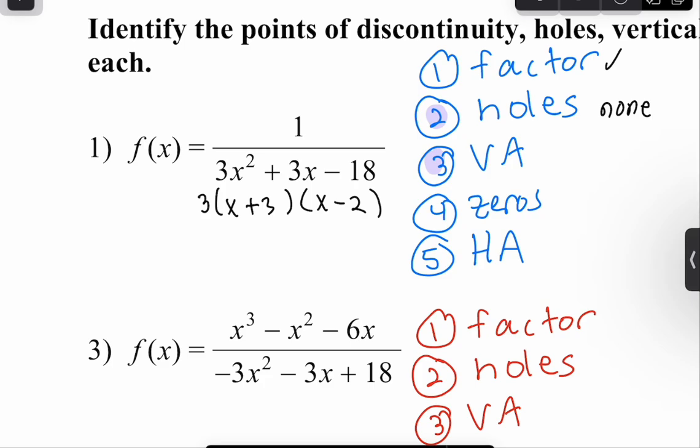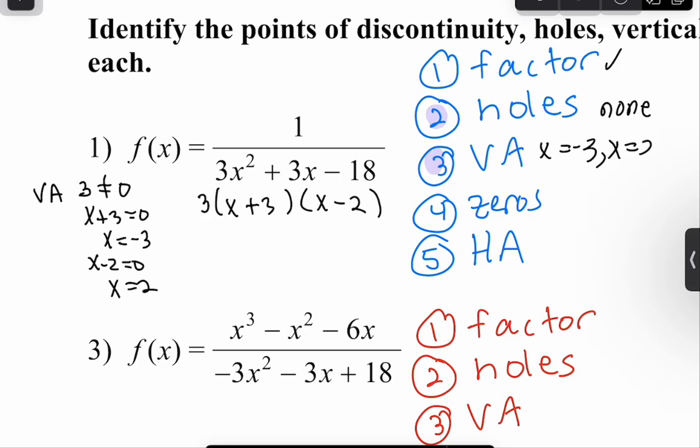But a vertical asymptote occurs where a factor in the bottom did not cancel out. So for a vertical asymptote, could 3 equal 0? No. If there's not an x there, that front number doesn't affect it. But x plus 3 could equal 0 at negative 3. And x minus 2 could equal 0 at positive 2. So we have vertical asymptotes at negative 3 and at positive 2. So the only points of discontinuity for this particular function are at positive 2 and negative 3. And we have vertical asymptotes there. Those are a type of infinite discontinuity.